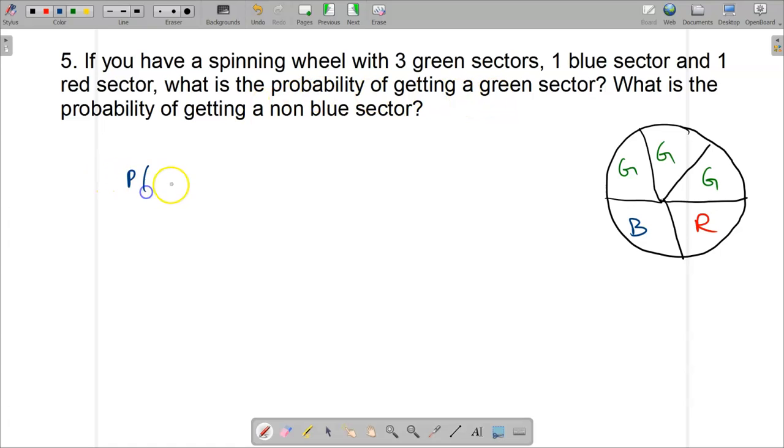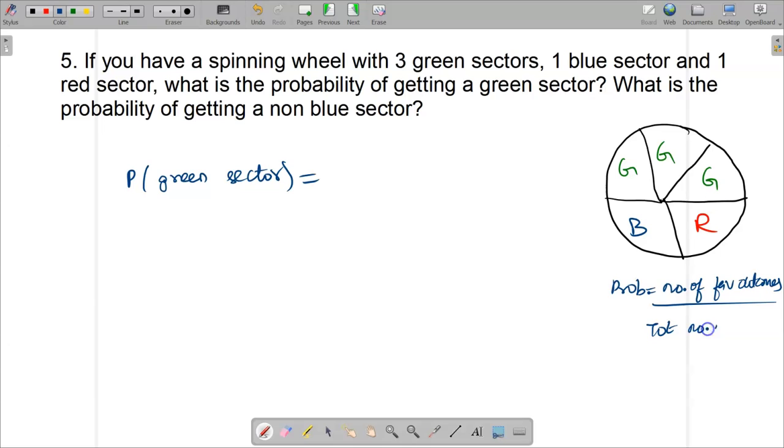Probability of getting a green sector. So again, what are all the favorable outcomes? Probability is equal to number of favorable outcomes divided by total number of possible outcomes. So for the probability of getting a green sector, 1, 2, 3, the number of favorable outcomes is 3, out of how many possible outcomes? 1, 2, 3, 4, 5. Out of 5 possible outcomes. So the probability of getting a green sector is 3 by 5.